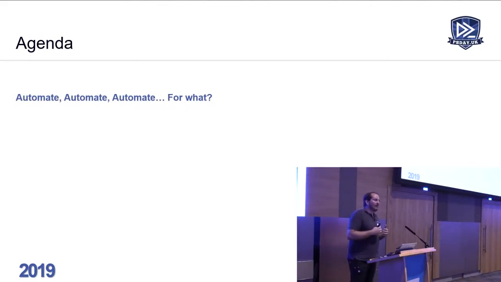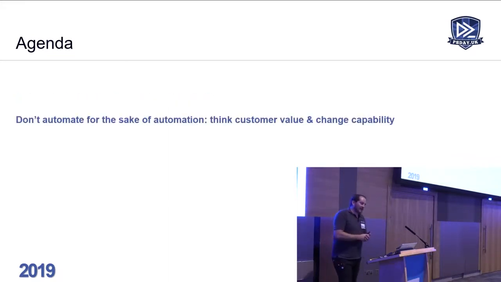And then, everyone's heard automate, automate, automate, right? Everyone likes it and endorses it. But why do you automate? So we're just going to try to think about why we automate and what decisions we make when we automate something. And then we will see we don't want to automate just for the sake of automation, so we're going to go a bit deeper, and we're going to think about customer value and change capability.